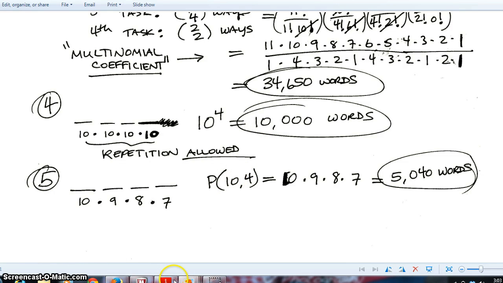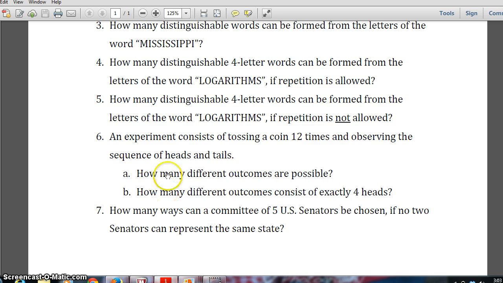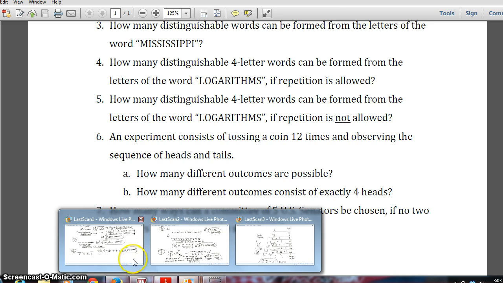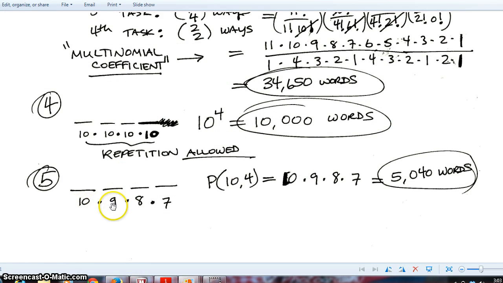Number 5, so just let me go back real quick. Number 5, I said if repetition is not allowed. This is the permutation. Again, I misspoke on number 4. If repetition is not allowed, then you have a permutation because you have 10 choices for the first letter. Then you only have 9 remaining for the second, 8 for the third, 7, and so on. So 10, 9, 8, 7. 5,040 words. No, it's just a funny coincidence. That's also 7 factorial.